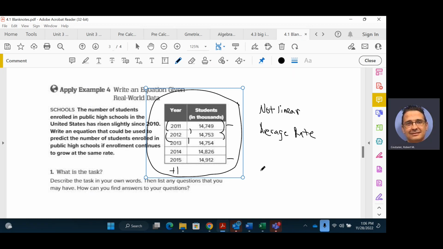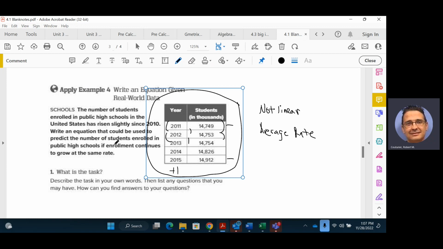How are we going to get some sort of rate in order to write this magic linear equation that could possibly represent what's happening to this data? And we'll talk more about that in just a second. So let's actually see what we're dealing with here. It says the number of students enrolled in public high schools in the United States has risen slightly since 2010. It says write an equation that could be used to predict the number of students enrolled in the high schools if this trend continues.